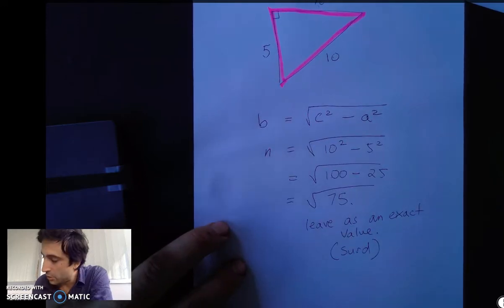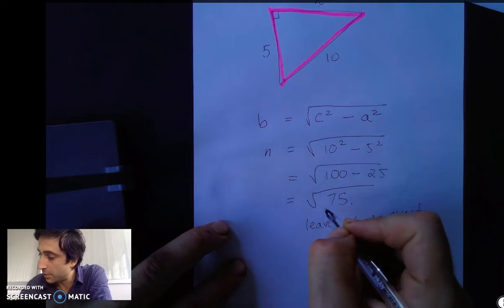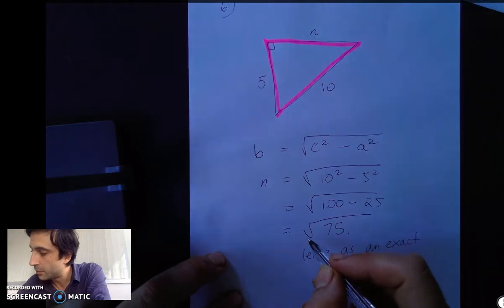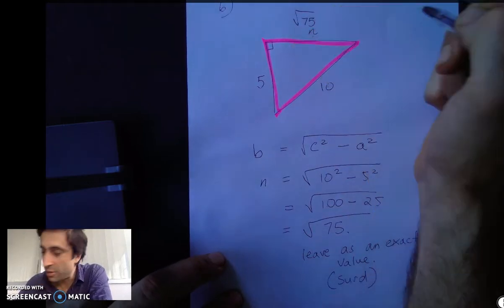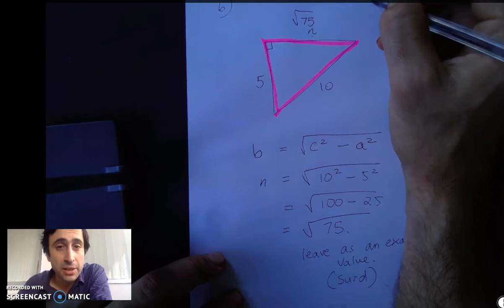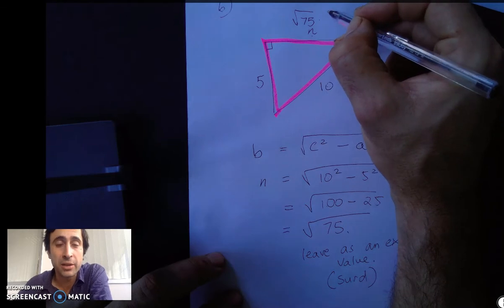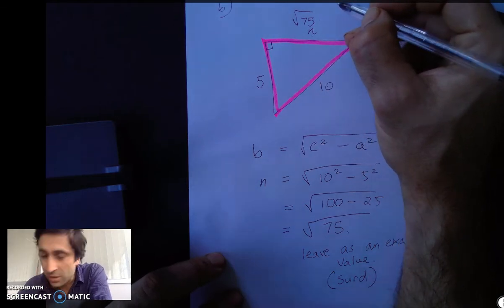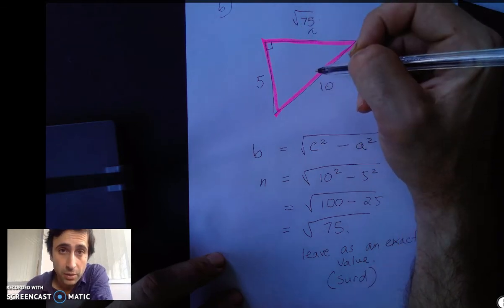So in this case, your answer is n equals the square root of 75. That is a number. If we type it into our calculator, it will continue to be a number, and we'll know exactly what it is as a decimal. But for the moment, we can leave it as an exact value, as the square root of 75.